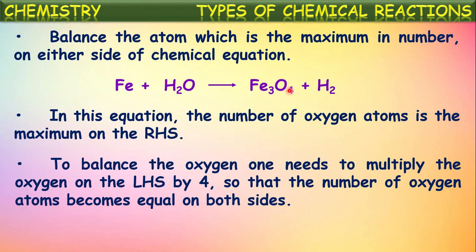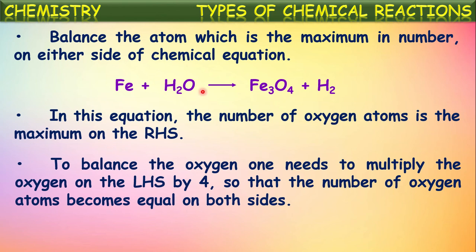So to balance oxygen, we need to multiply the oxygen atoms on the left hand side by 4, because here there are 4 oxygen atoms. On the left hand side there is only one oxygen atom in the molecule. So we have to multiply this molecule with 4 on the left hand side. So the number of oxygen atoms becomes 4 on the left hand side also.